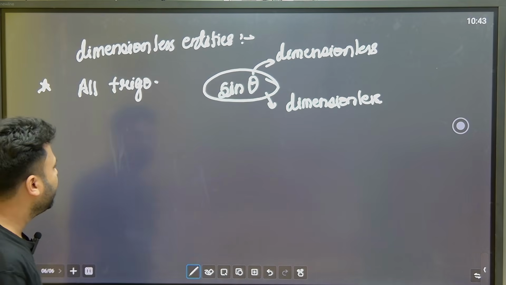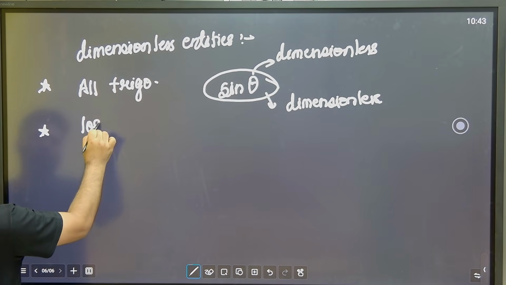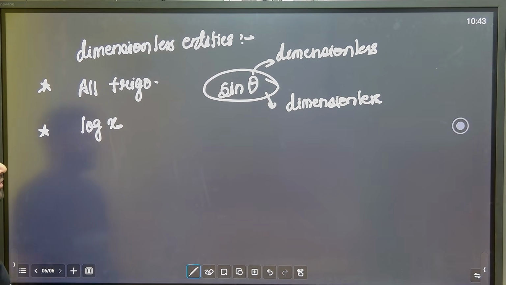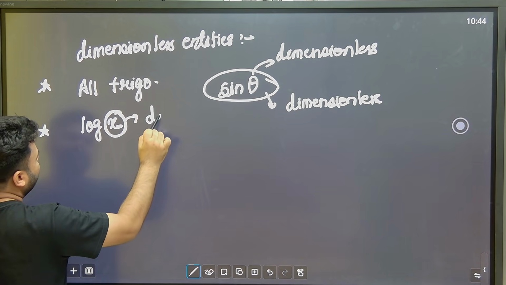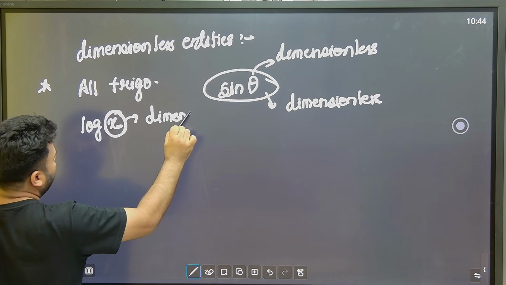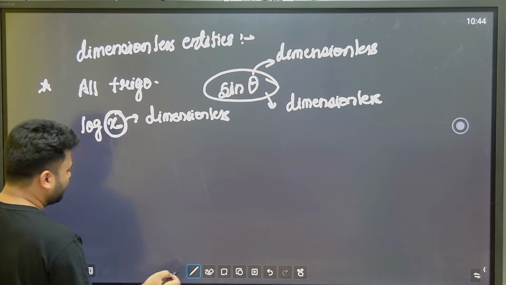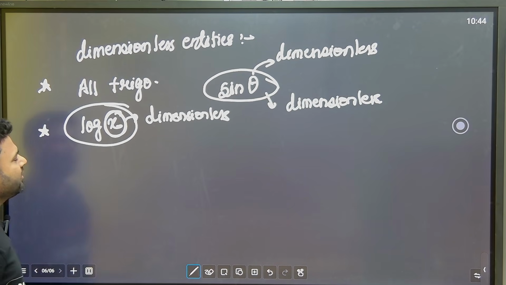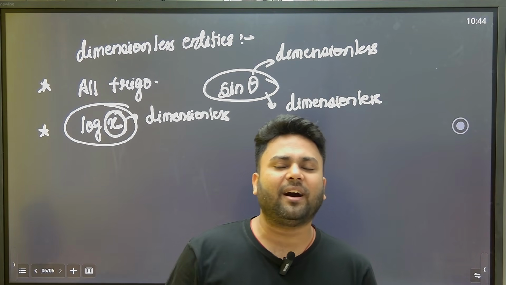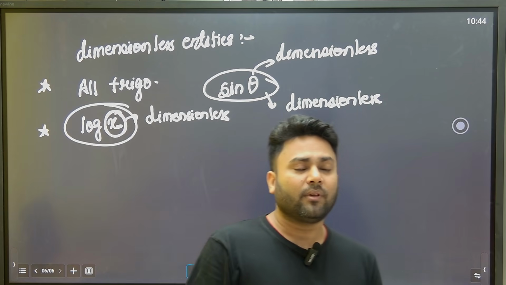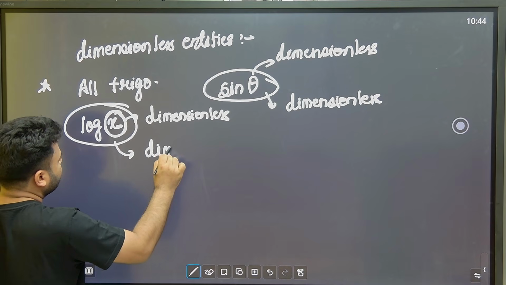Correct. Similarly, log of x. So this x is also dimensionless. And whatever we will get after solving the entire log of x, like log of 10, the value is 1. So this is a number, na? It does not have mass, it does not have length, it does not have time. So log of x complete will also be dimensionless.